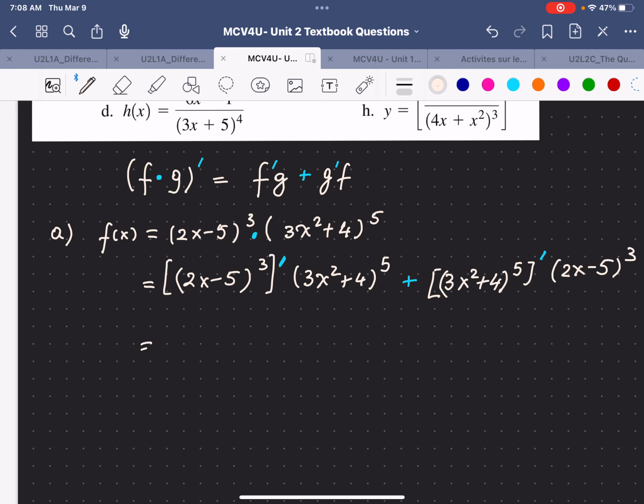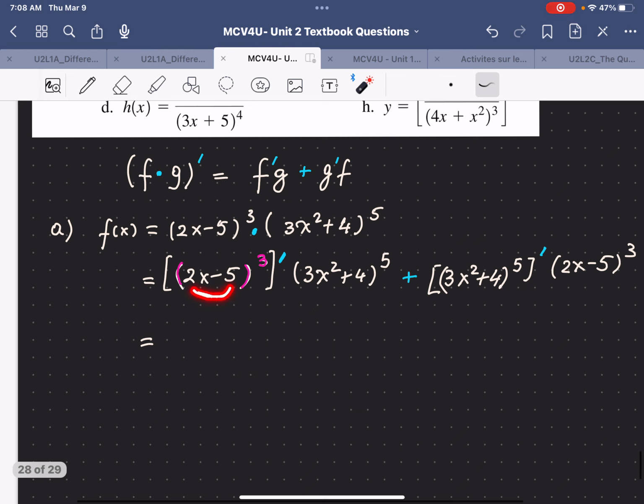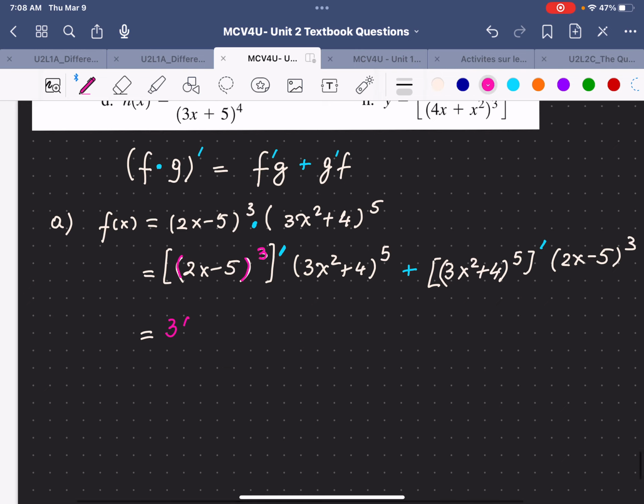Now let's get to work. So as you can see here, we have an outside function, which is the power 3 function, and we have an inside function, which is a linear function. So when differentiating this, we'll differentiate the outside of it first. So we have 3, whatever was inside, raised to the power of 1 less than 3. Remember that 2x minus 5 is not changing. And then we multiply by the derivative of 2x minus 5.